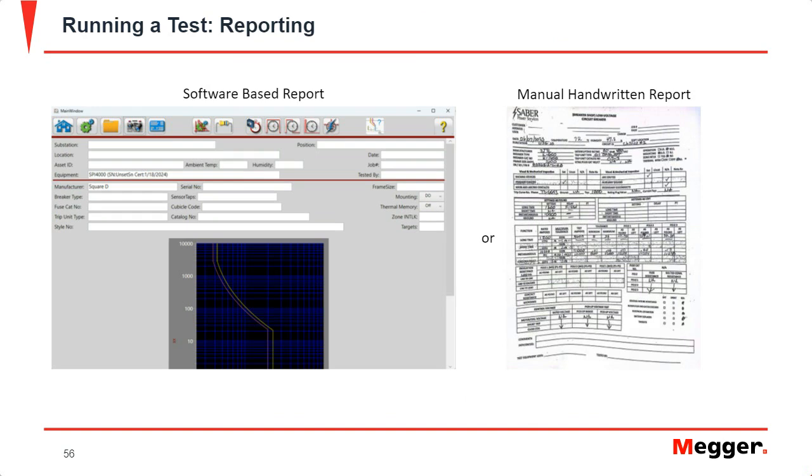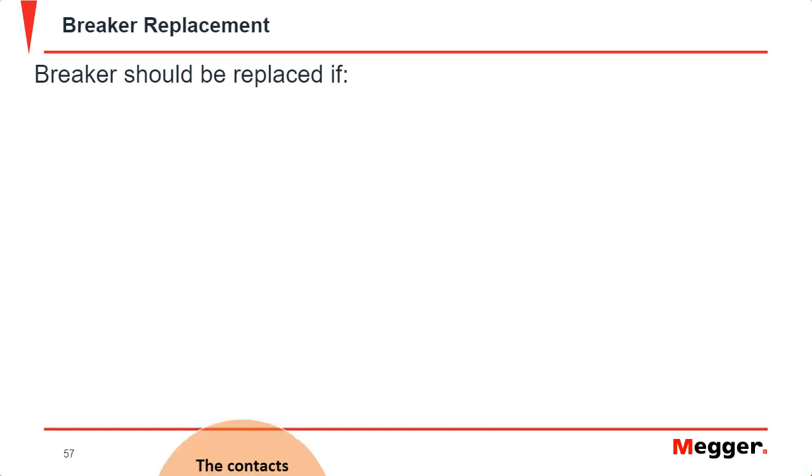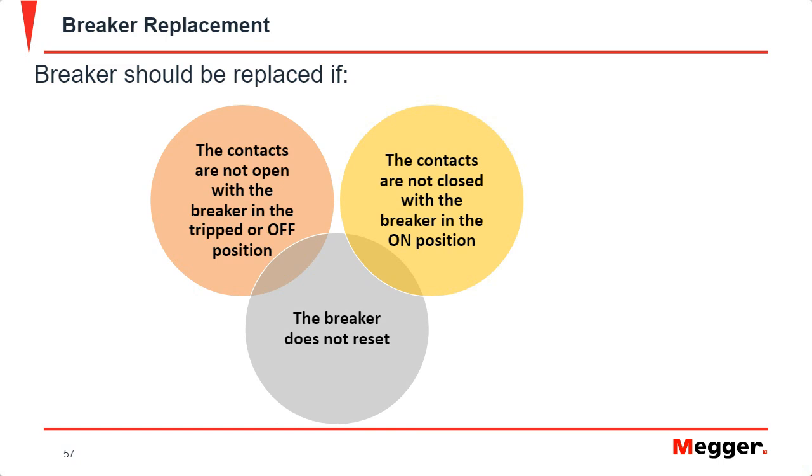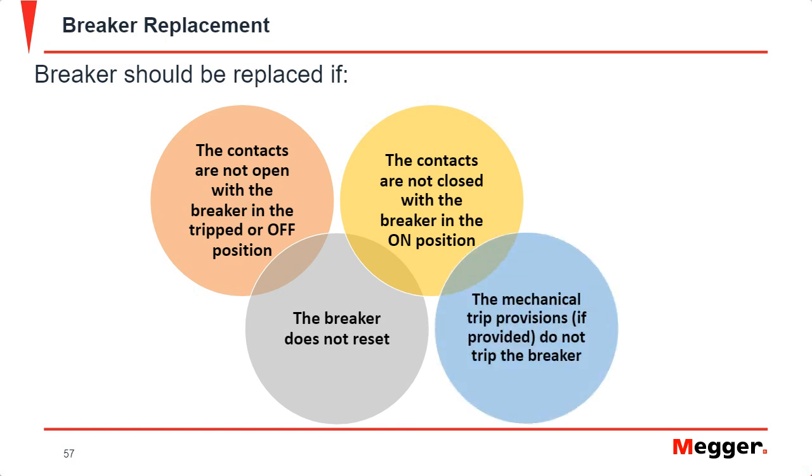So after you've gone through and you've checked everything, you made sure the curve checked out, now you would get your report. Again, you can have a handwritten report as seen pictured here on the right, or a software-based report. And the breaker should be replaced if the contacts are not open with the breaker in the trip or off position, if the breaker does not reset when you hit the reset button or when you're trying to close it, if the contacts are not closed with the breaker in the on position, or if the mechanical trip provisions, meaning if you manually trip the breaker, if it doesn't work, then you should replace your breaker.